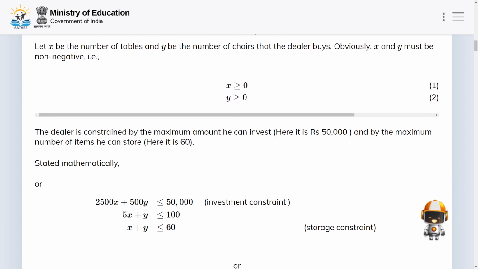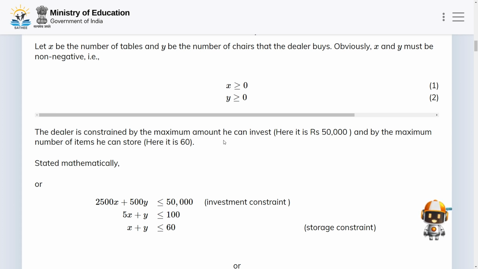Now, the dealer is constrained by the maximum amount he can invest. The maximum amount he can invest is 50,000 rupees, and the maximum number of items he can store is 60. This means the sum of chairs and tables must be less than or equal to 60. I hope it is clear.